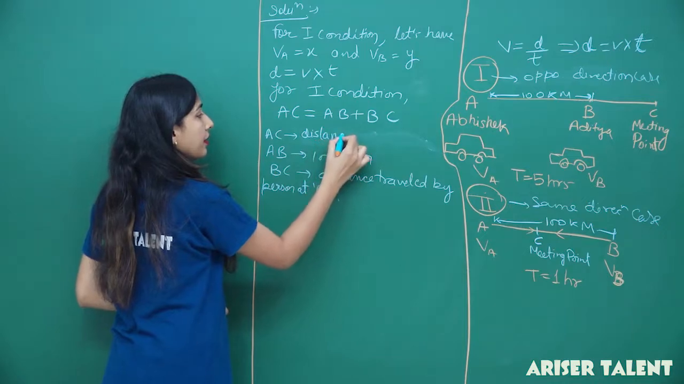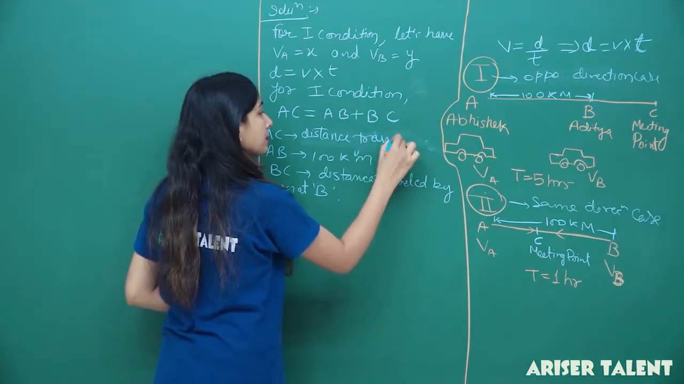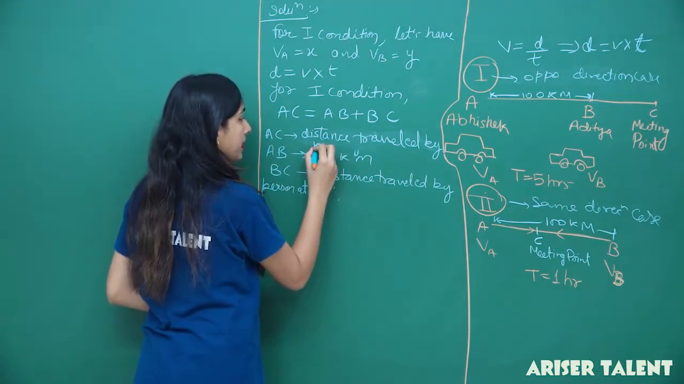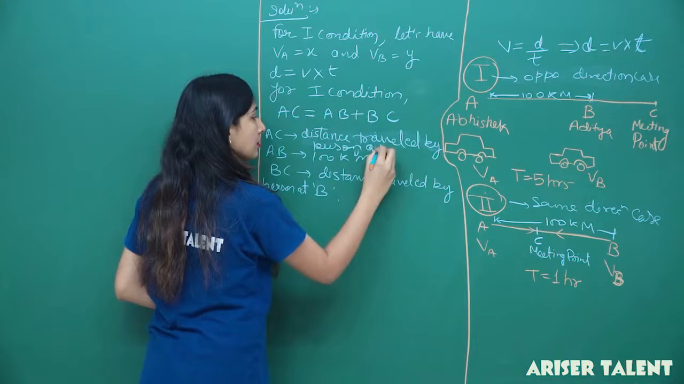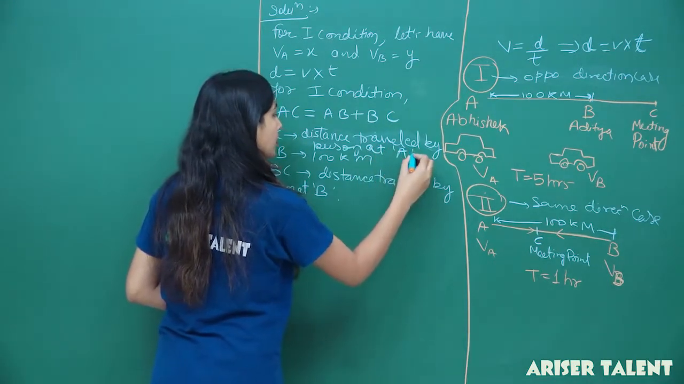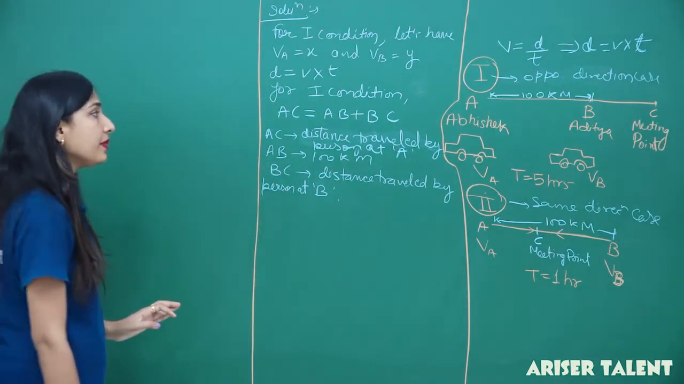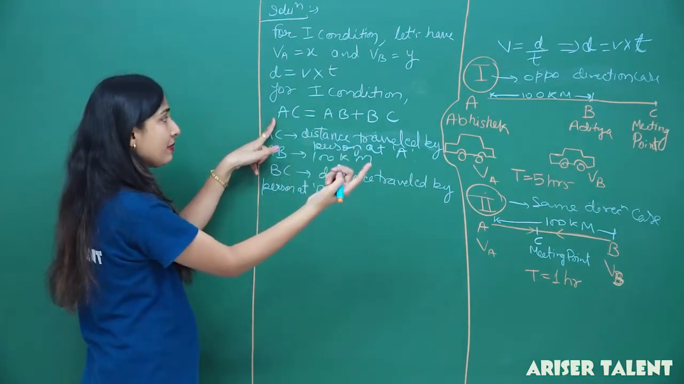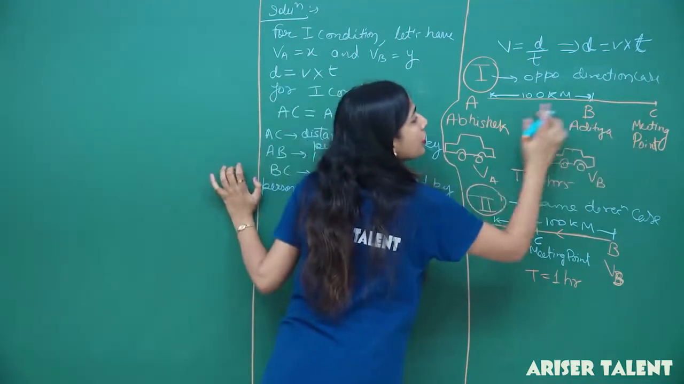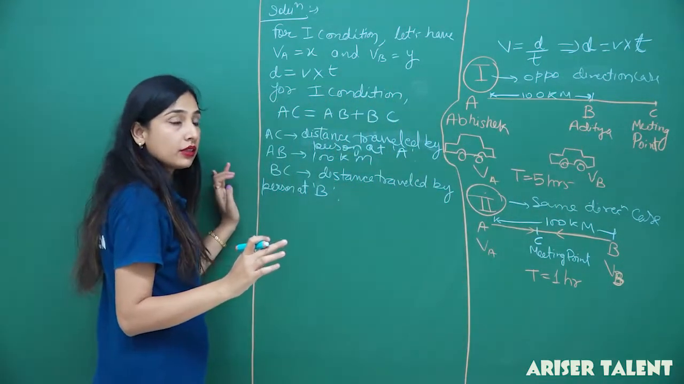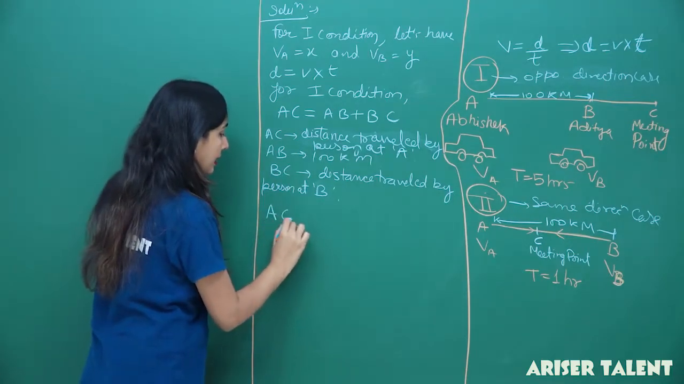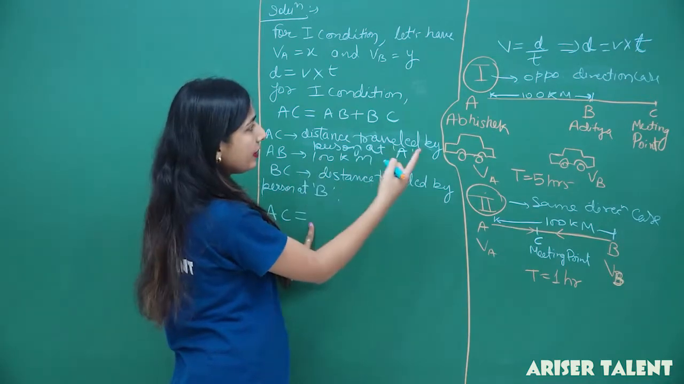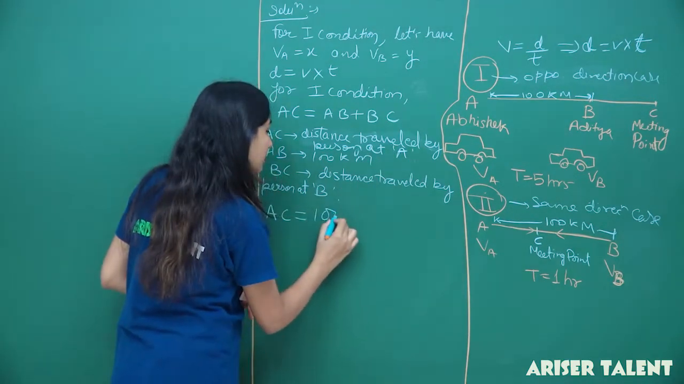the distance travelled by the person at A. Now AC, again D equals V multiplied by T. AC is this portion, right? So what is this portion? AC equals the distance travelled, this is AB, which is the 100 kilometers.